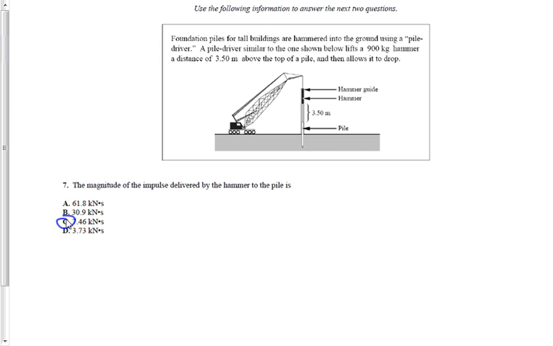You guys have all had a chance to read the question. It says, foundation piles for tall buildings are hammered into the ground using a pile driver. A pile driver similar to the one shown below lifts a 900-kilogram hammer a distance of 3.5 meters above the top of a pile and then allows it to drop.